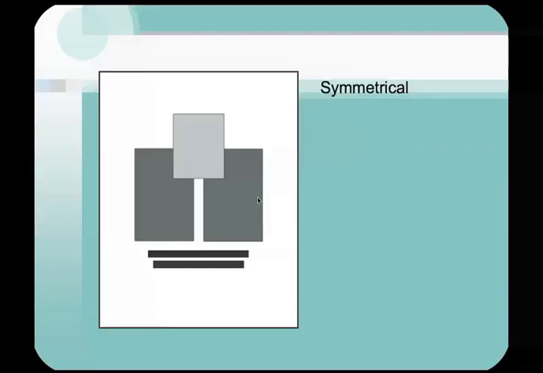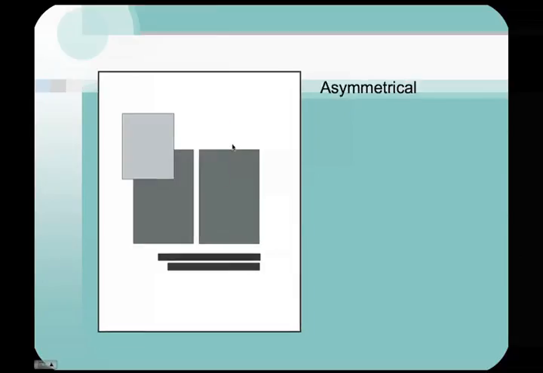This is a symmetrical design, again using my famous boxes. As you can see, everything is centered on the page. This is centered, these two are centered, and this is centered. It's a symmetrical design. This is an asymmetrical design. This is off to the left. These two lines are off to the right, and these are centered. But because this is off to the left and this is off to the right, we have an asymmetrical design.